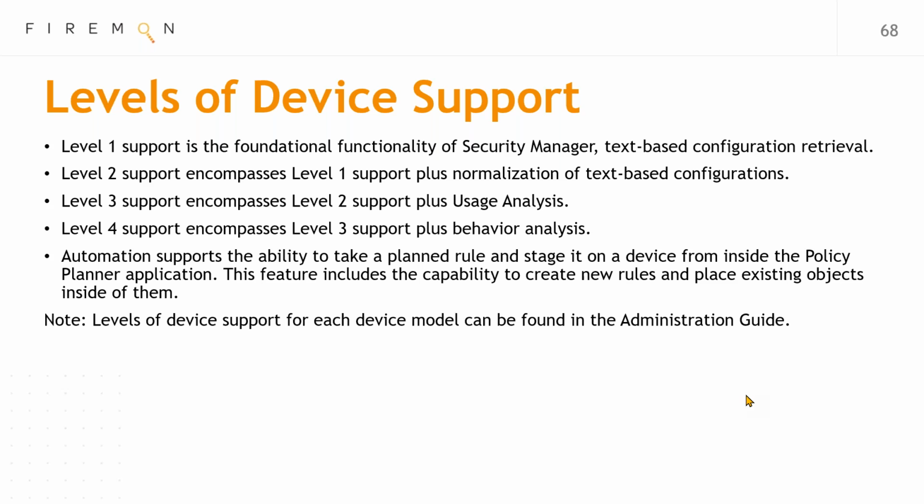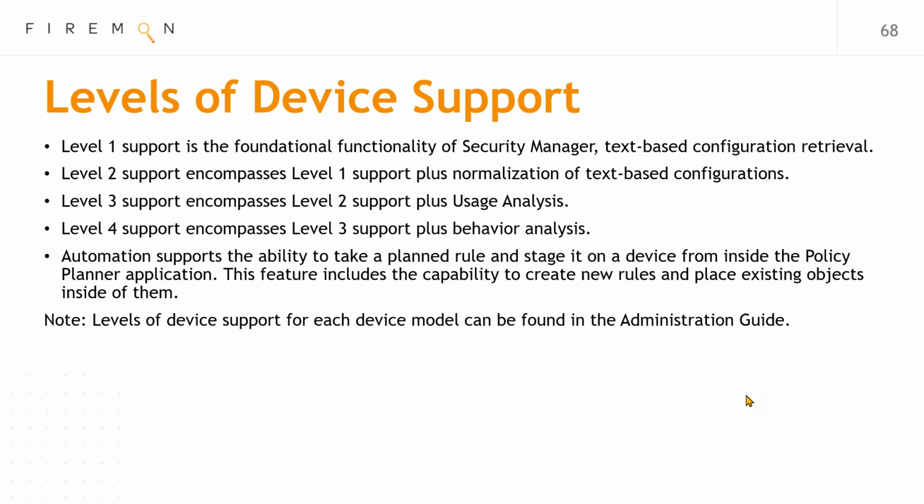Moving up the stack, we'd have level 2 support, which will encompass everything at level 1 for the raw configuration pull. Only now we're adding in that normalization of your text-based configuration, which means you have that normalized vendor agnostic view of its configuration that you can look at in Security Manager, and you can start doing things like searching on it using those filter bricks or tools like SIQL, the Security Intelligence Query Language.